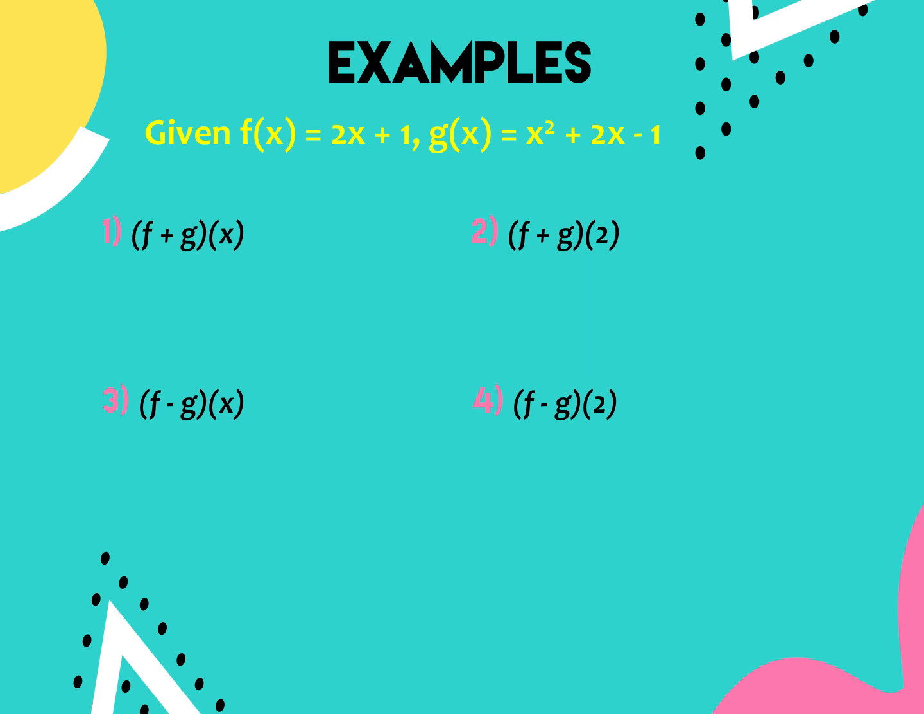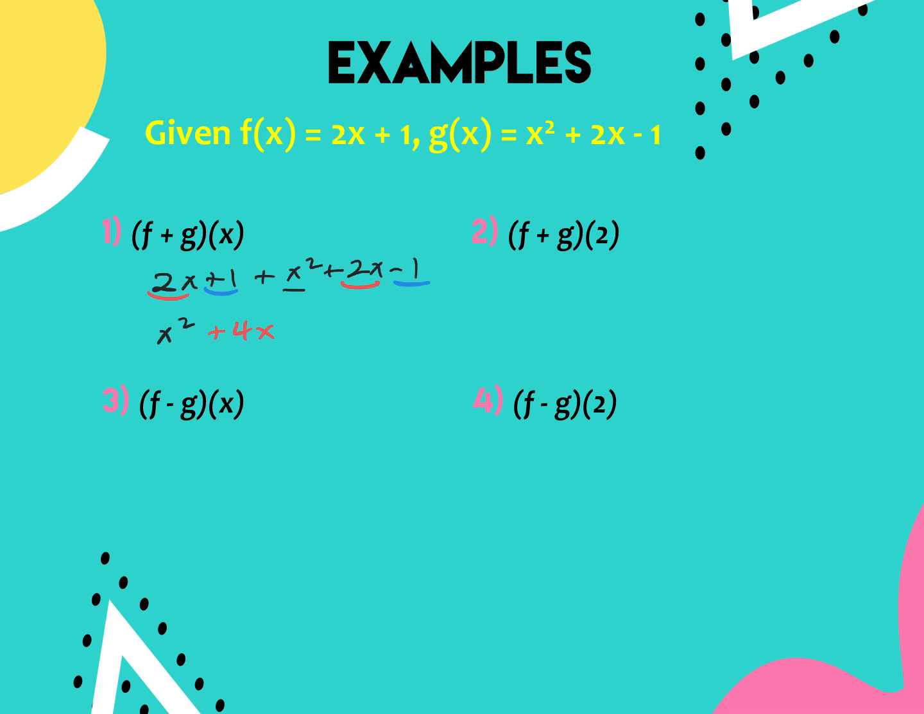It has f plus g of x. So the original functions are up at the top. What we're going to be doing here is taking the f of x function, which is 2x plus 1, and adding it to the g of x function. All we're doing here is combining like terms. We're not solving anything. I don't have any x squared terms to combine, but I do have some x terms. So 2x plus 2x is 4x. And then notice the 1 minus 1, and it's gone. So my final answer is just x squared plus 4x.